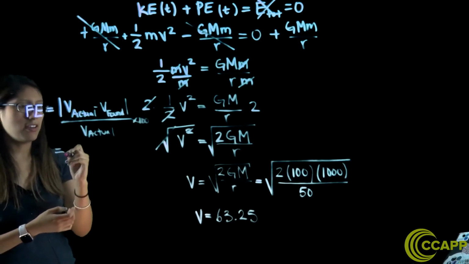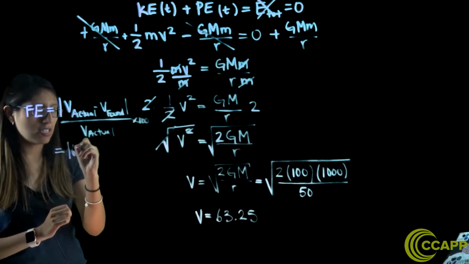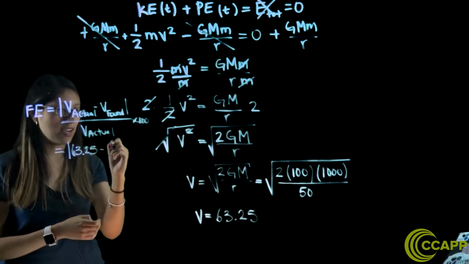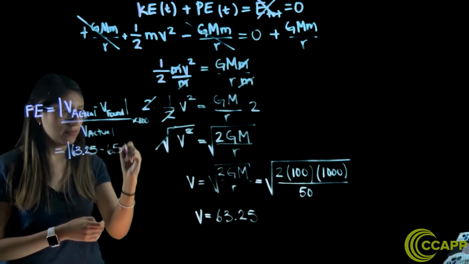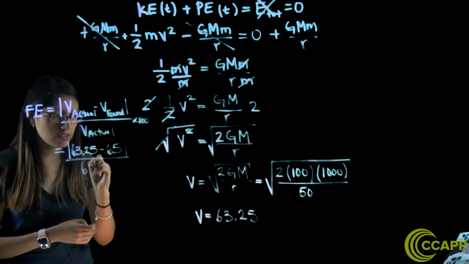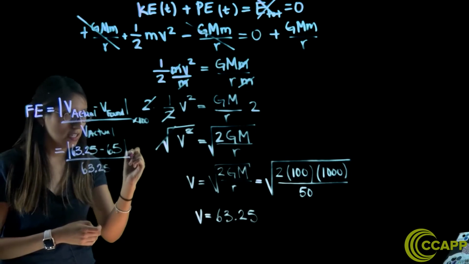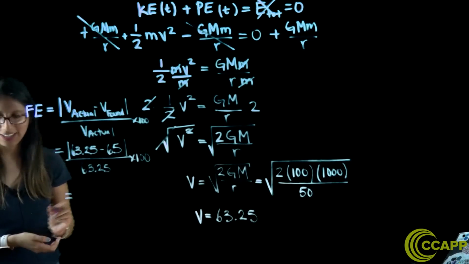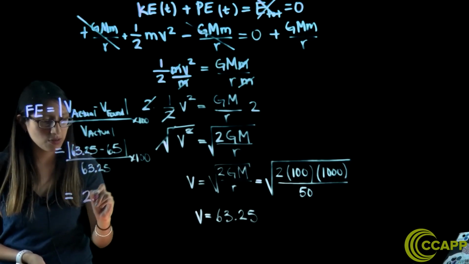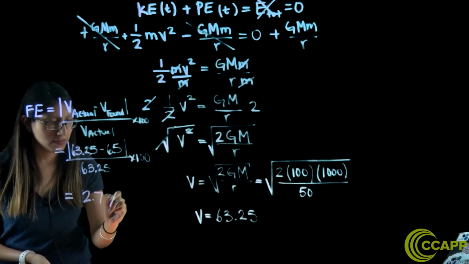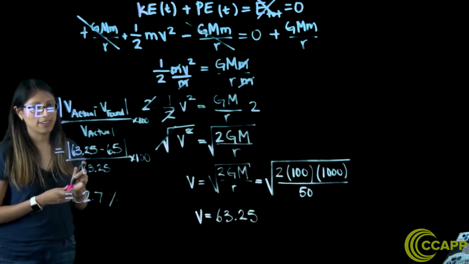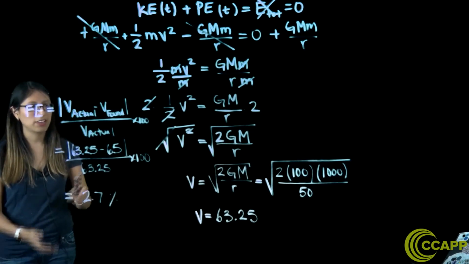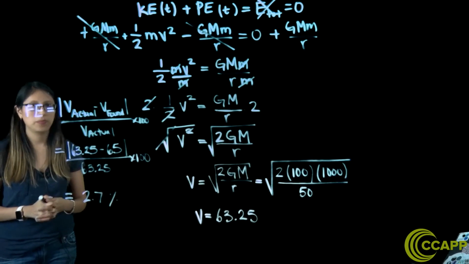So in this case, V actual is 63.25 minus V found, which was 65, divided by 63.25, and this times 100. Okay, so after plugging this into our calculator, we get that our fractional error was 2.7%. Right, that means that we were only 2.7% off from our actual value, which means we came pretty close to it.